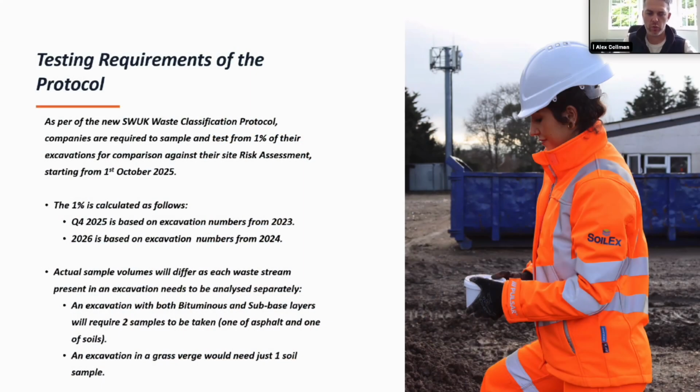Each excavation won't necessarily always be one sample. You'll need to sample the waste that are generated from that excavation. So often it might be an asphalt layer and then a sub-base layer, or alternatively it might be a grass verge, in which case you would only be likely to be taking one soil sample from that excavation. So the excavation numbers don't directly correlate with your sample numbers. They will change depending on the nature of works you do and the sites that you choose to sample from.